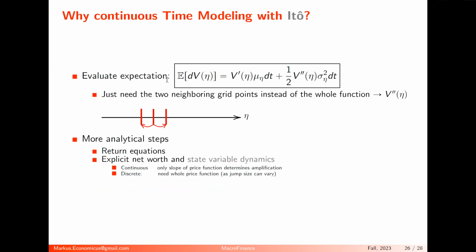Now, I told you that in discrete time, taking expectations, or conditional expectations, is often very tricky, while in continuous time it's not. So if I look at this V, which is a value function, I often ask, what's the expected change in the value function? And this eta is my state variable.